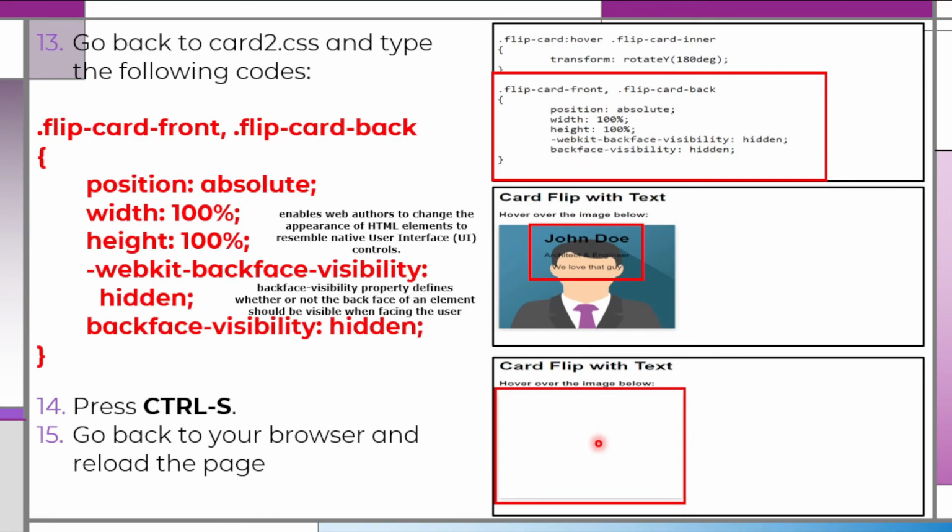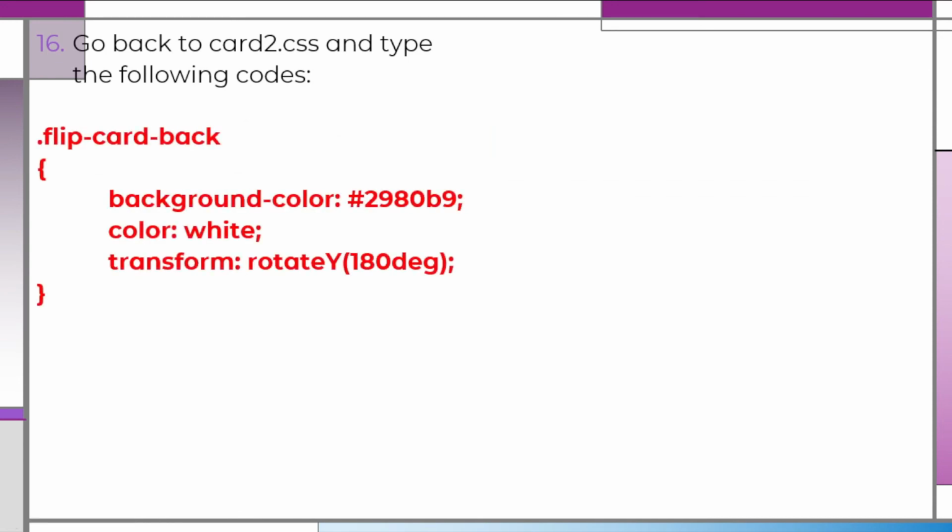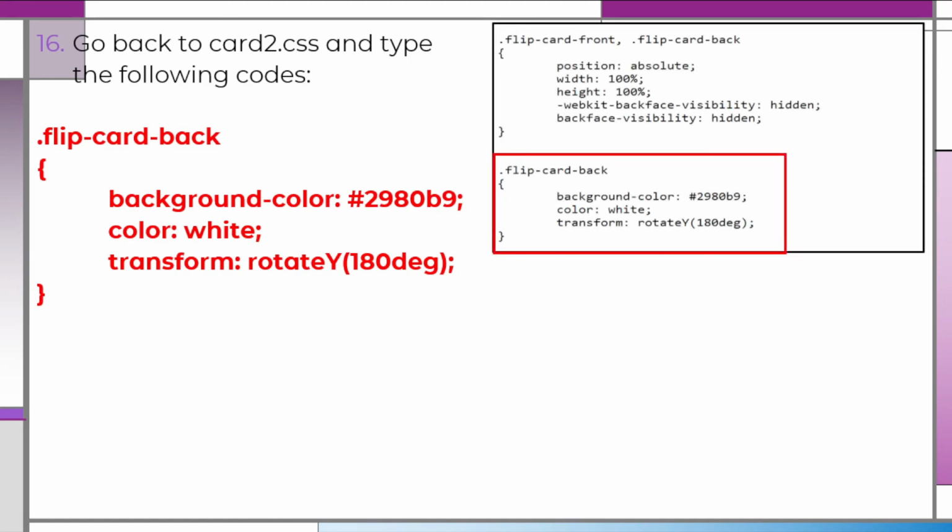Okay, so it works. But the problem is the name of this John Doe here is together with the front or with the other side. What we're going to do is we're going to put it here. So when we flip, it's going to be the picture and the flip side would be the name. Okay. So to do that, let's go back to our CSS and then let's put this flip card back, background color, set the background color, and then set the font color to white, and then transform rotate 180 degrees.